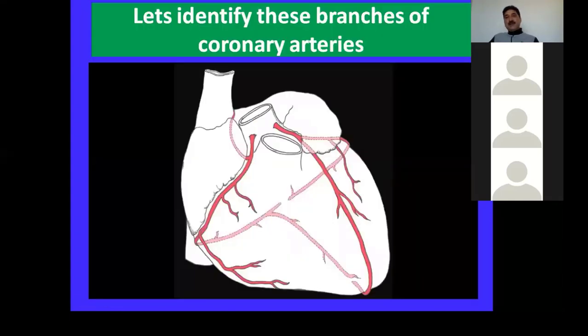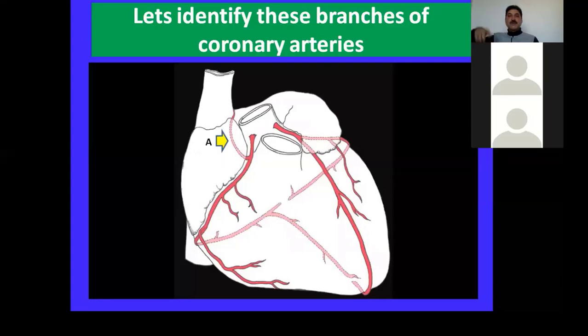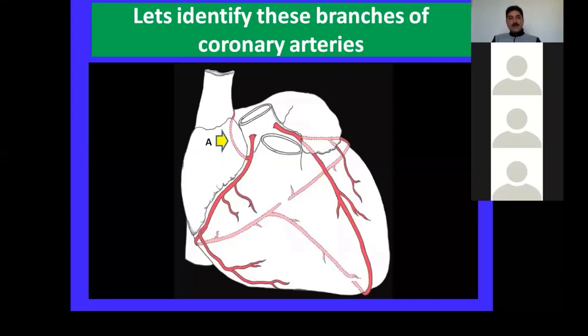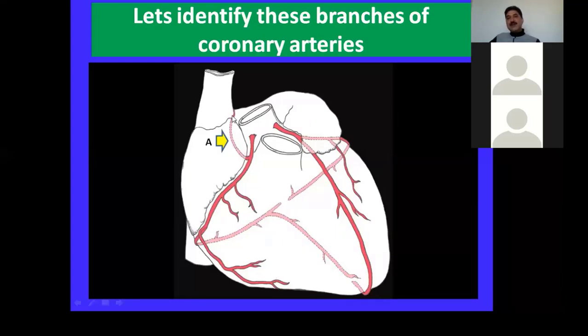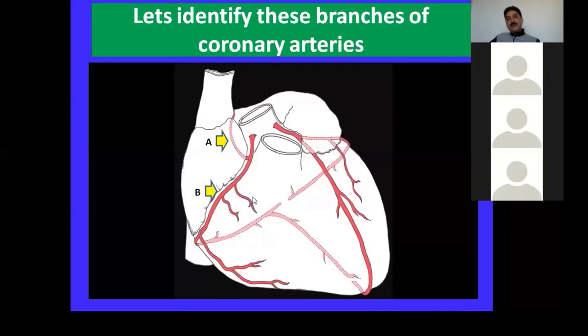Now there is a simple diagram. You will have to identify the vessels. Which coronary artery is represented by A? This is the SA nodal branch of right coronary artery. So which vessels are these? These two small vessels. They are ventricular branches of right coronary artery. Which vessel is this?